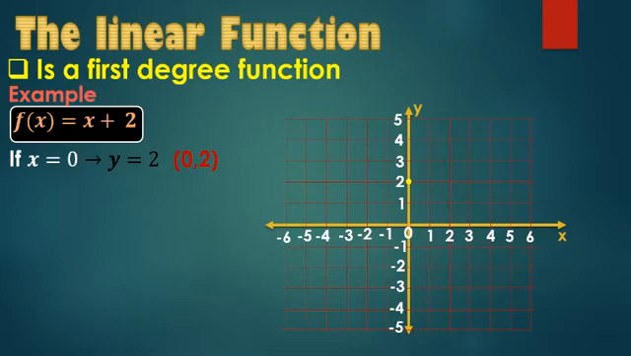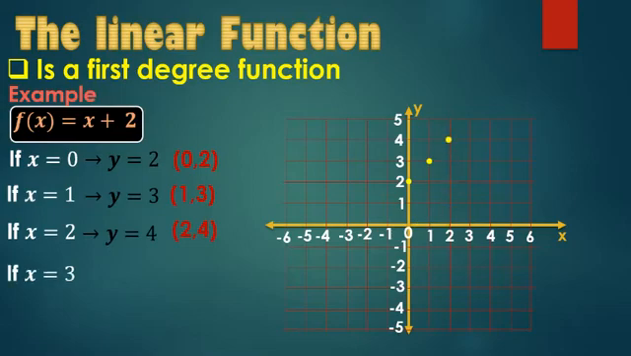Okay, if x equals 1, then y equals 1 plus 2 equals 3. It will be (1, 3), as we see here. If x equals 2, then y equals 2 plus 2 equals 4. Then it will be (2, 4) here in this position. If x equals 3, then y equals 3 plus 2 equals 5. It will be (3, 5), here in this position.